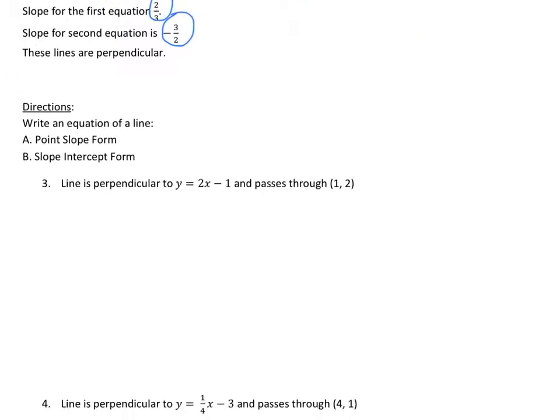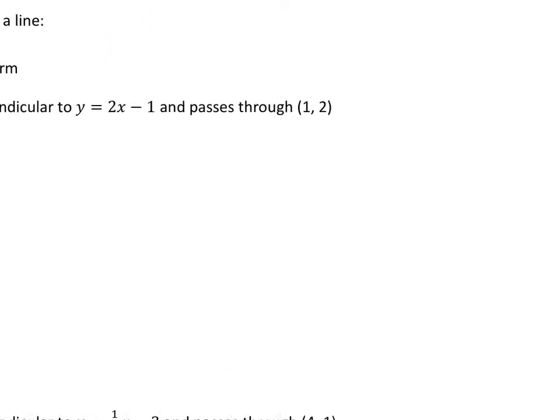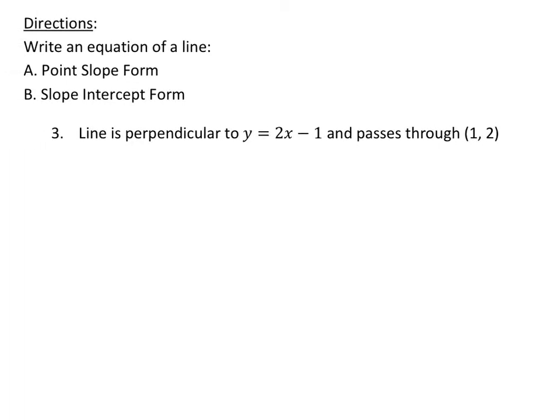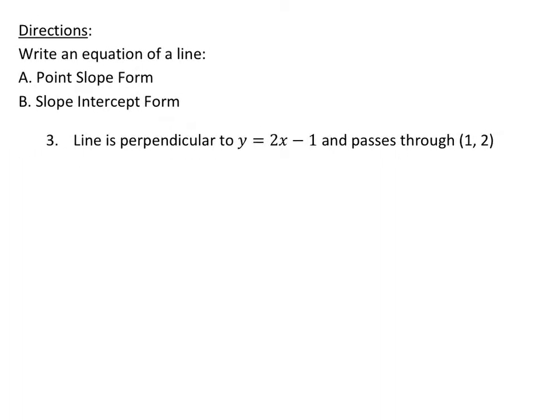So let's move this down, make it a little bit bigger. All right, here we go. We want to write an equation of a line in both point slope and slope intercept form, and what's given to us is that the line is perpendicular to this, y equals 2x minus 1. Here's the main thing. For this line, m equals 2.